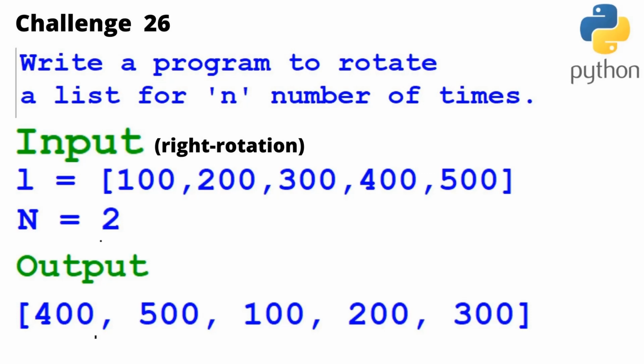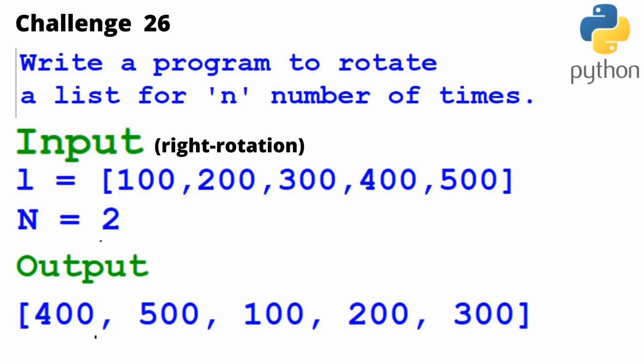Challenge 26. Write a program to rotate a list for n number of times, and they have given input L is equal to 100, 200, 300, 400 and 500. So in this case we need to do right rotation, and number of rotations is equal to 2, and we need to print the output as 400, 500, 100, 200 and 300, right?